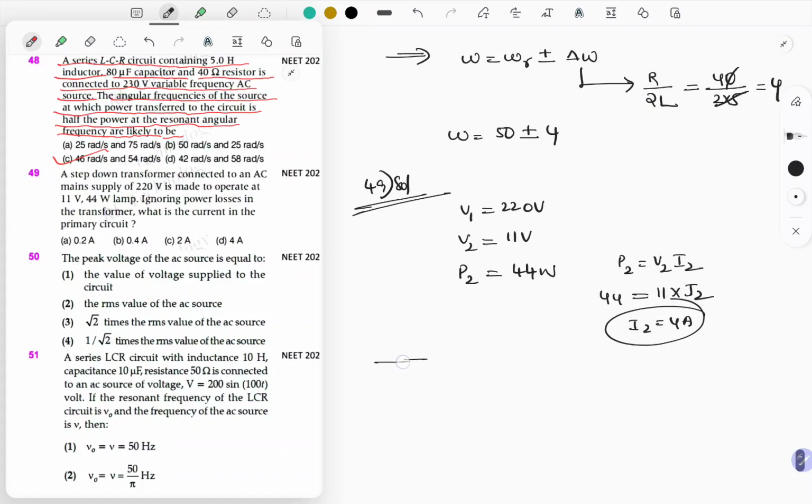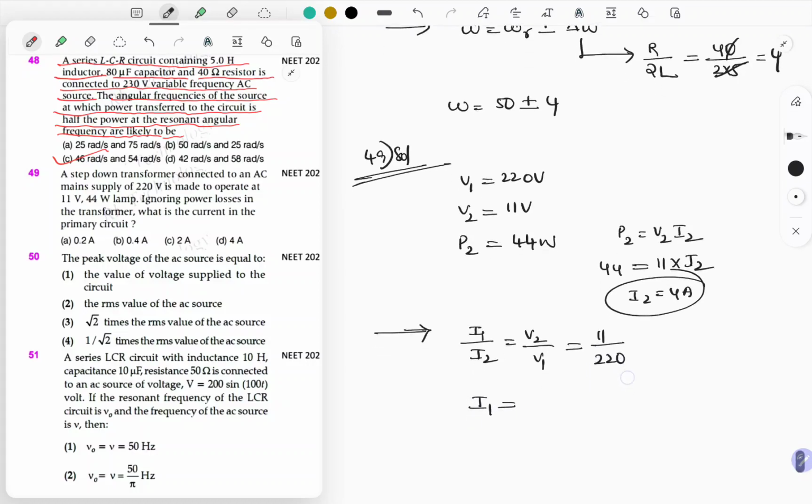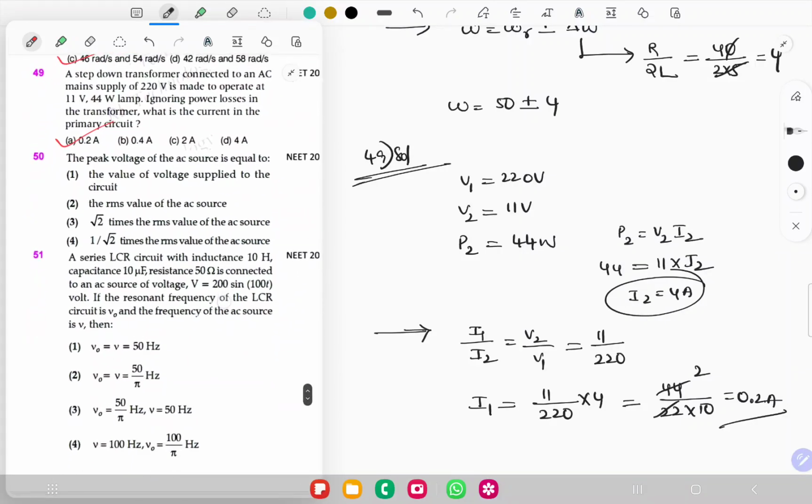Then the relation between voltage and current of a transformer is I1 by I2 is equal to V2 by V1, where V2 is 11, V1 is 220. I1 is equal to 11 by 220 into 4. So it is going to be 44 divided by 22 into 10. So the answer is 0.2 ampere. Option A is the correct answer. Got it?